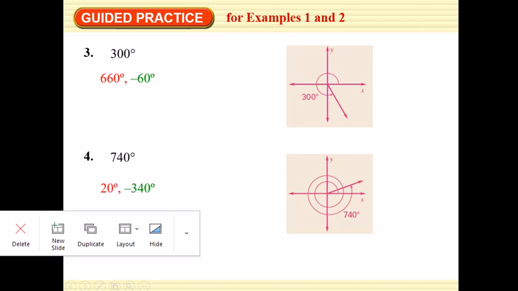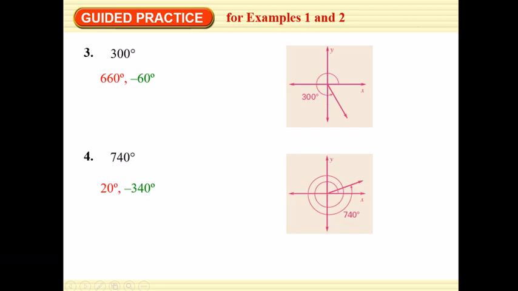740. And if I were to draw that one, this one's a bit tricky. So I would start and I'd go a full 360 degrees here. And then an additional 360 degrees would only get me to 720. So I'd have to go, that'd be 720 degrees, an additional 20 past 720. And some coterminal angles would be 20 degrees and negative 340.